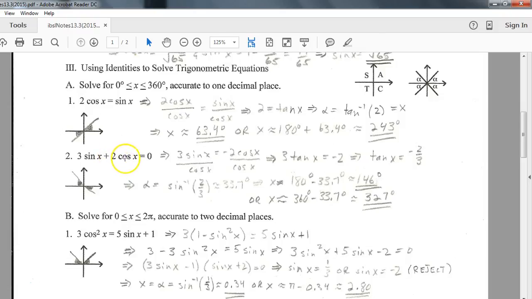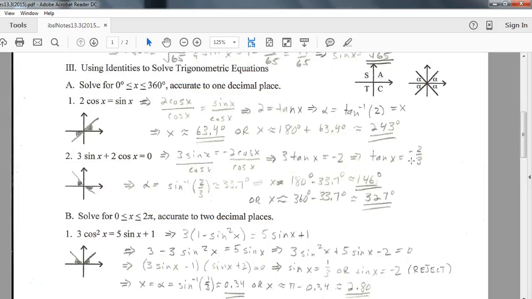So again, with this one, you got to have a common trig function in order to solve. So if we subtract the 2 cosine x over to the other side, divide both sides by cosine, then we can now get this look that you see right here. Divide the 3 over, and this is what we need to do the inverse tangent of in order to solve. I would have done it just a little bit differently than the way you see it right here in the notes. I just throw the negative into my calculator. So I would have said the inverse tangent of negative 2/3, and that's going to give me an answer of negative 33.7.